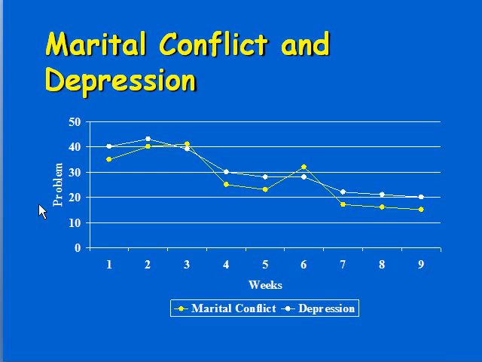So you can see the problem of marital conflict and depression on the vertical axis, weeks on the horizontal axis. Your yellow line represents marital conflict, and the white line indicates depression. You can see how those correlate; they more or less go along the same line. There is some variation, but that's very helpful.